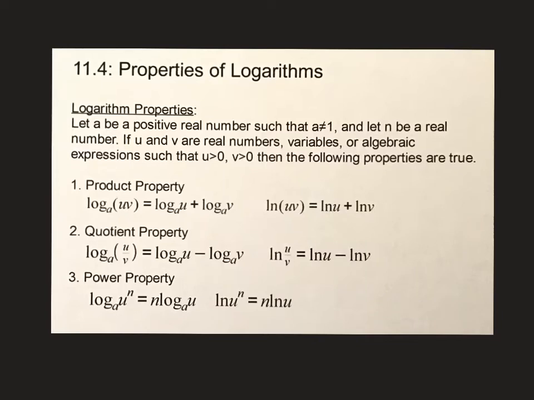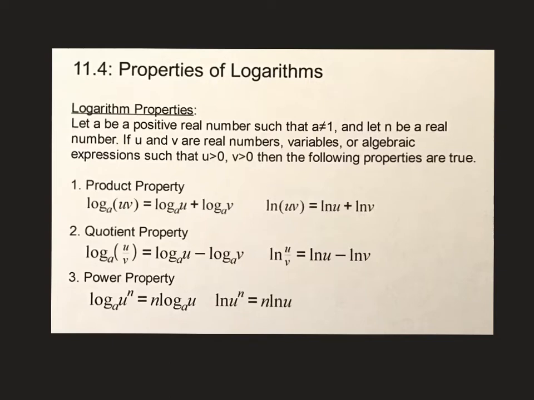So let a be a positive real number such that a is not equal to 1, same as before, and let n be a real number. If u and v are real numbers, variables, or algebraic expressions such that u is greater than 0 and v is greater than 0, then the following properties are true. The log base a of u times v is equal to log base a of u plus log base a of v. Same with natural log. Natural log of u times v is equal to the natural log of u plus the natural log of v.